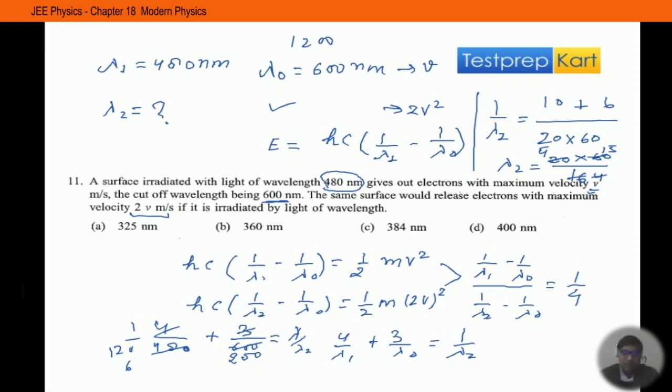From here we got (1 upon lambda 1 minus 1 upon lambda naught) divided by (1 upon lambda 2 minus 1 upon lambda naught) equals 1 by 4. So from here, it should be minus 3 upon lambda naught. So this is 10 minus 6, here I have got it. So this is 10 minus 6 divided by 4, only 4 would be there. So from here we get lambda 2 equals 300 nanometers for the second case. But in this question no option is given, so we can opt for this 300 nanometers or any closer wavelength.